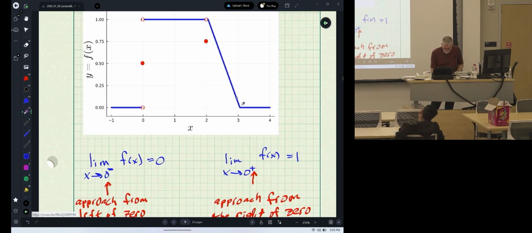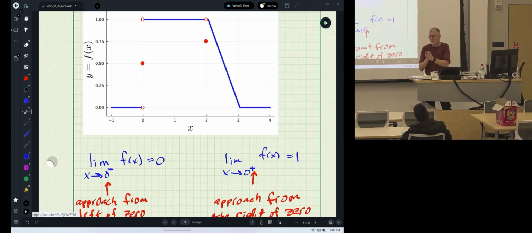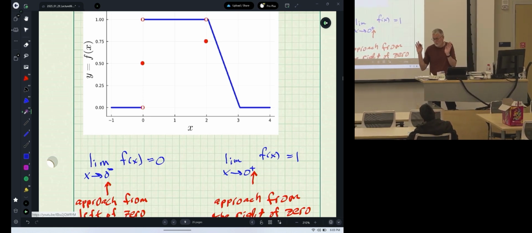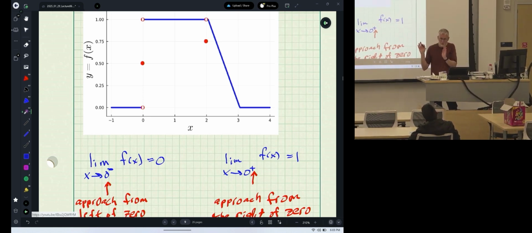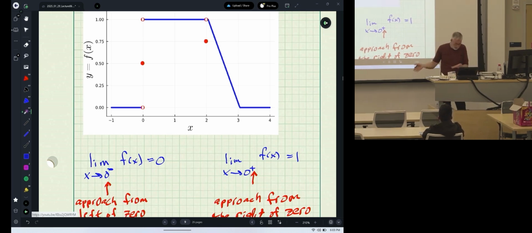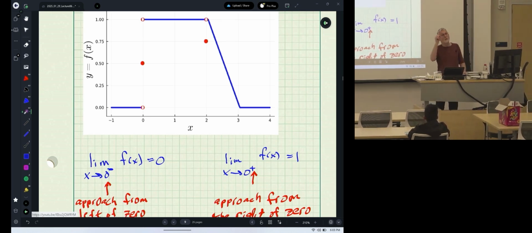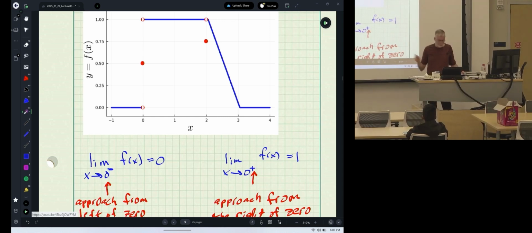Now, would you say this function is continuous at this point? Yes, I'm not tricking you, okay? So what happened there? Limit from the left equals limit from the right equals value of the function. That's continuity. That's the big message of this chapter. And then we'll see consequences of understanding continuity in a deeper way than just, can I draw the graph without lifting my pencil from the paper?